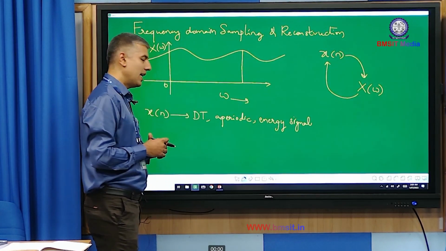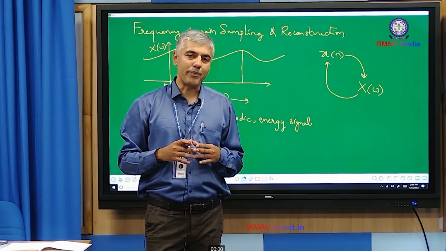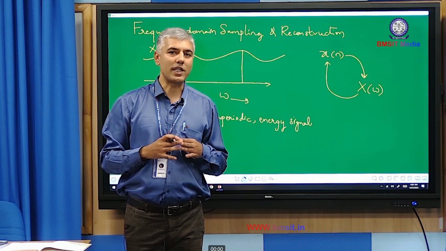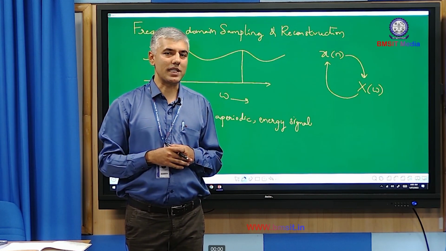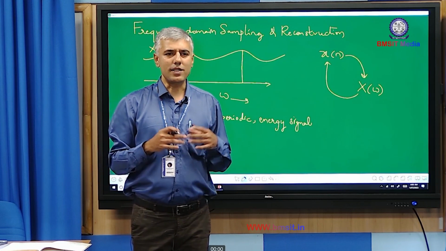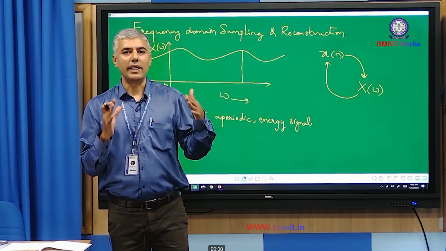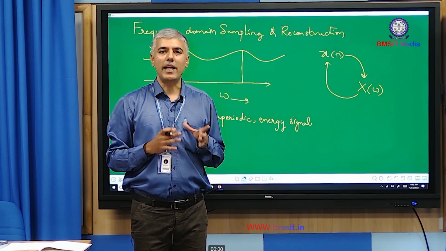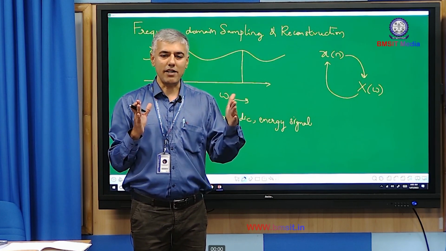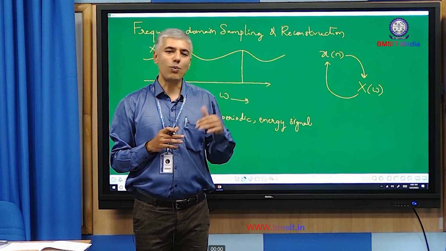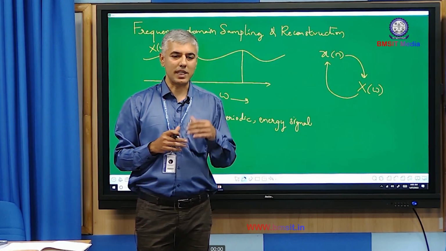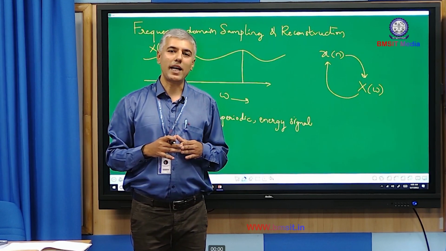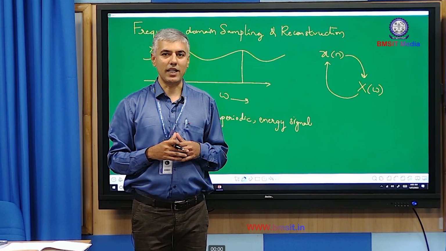in more detail. The x of n that we are going to work with is a discrete time signal. It is also an aperiodic signal. That means it is a non-periodic signal. This non-periodic signal is obviously not going to repeat its pattern even after infinite time. And it is an energy signal. That means it is a finite duration signal. So throughout the course on digital signal processing, we will be considering x of n to be a discrete time, aperiodic energy signal.